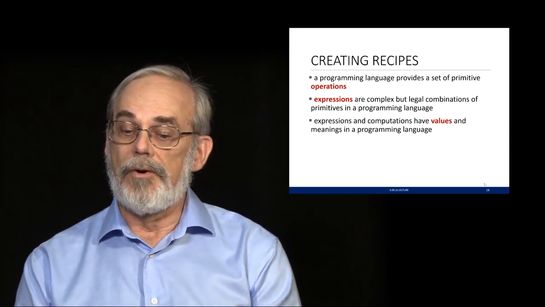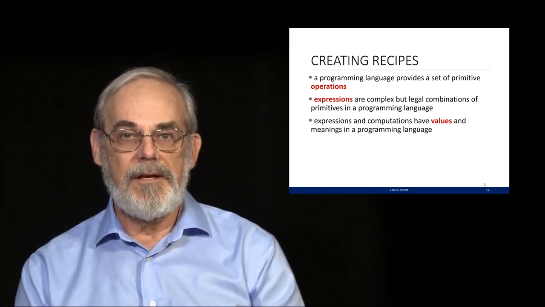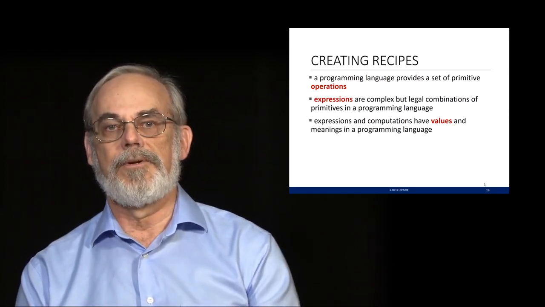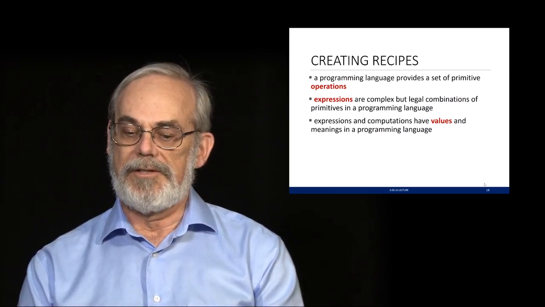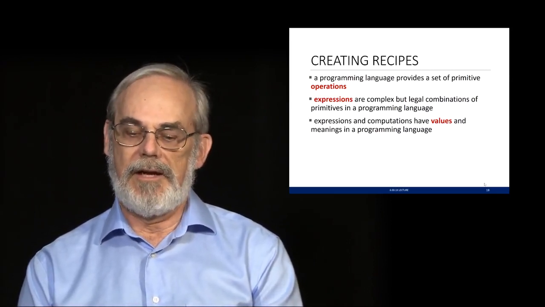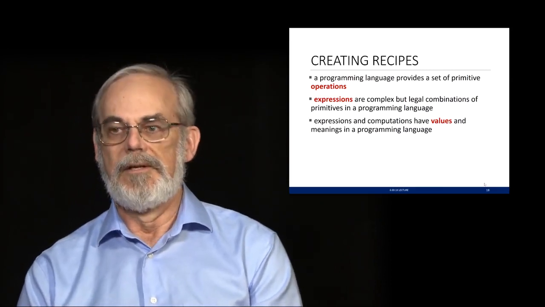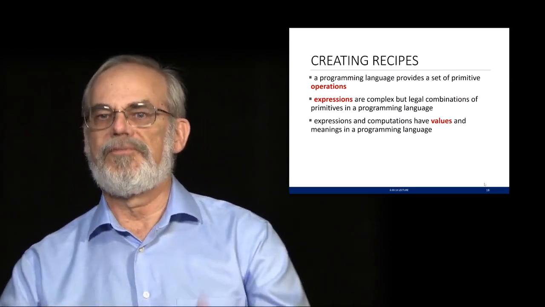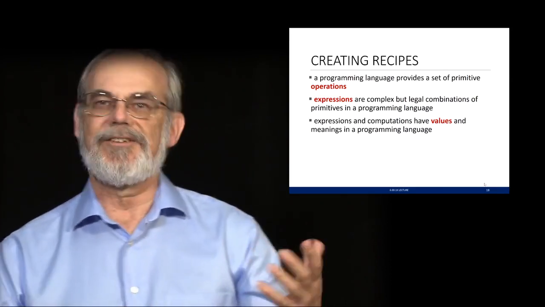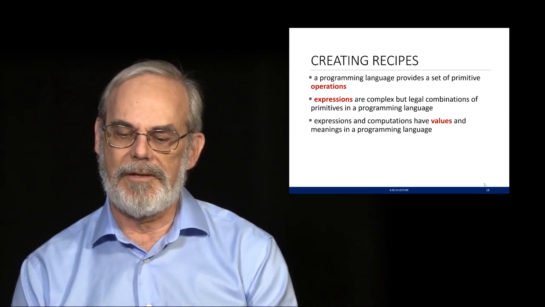As we've said, a programming language is going to provide us with a set of primitive operations. And the next step is to start talking about how do we put them together. To do that, we use something that we call an expression. And the expressions in a language are simply more complex but legal combinations of primitives that the programming language will recognize. And we're going to start building those up. So you're finally getting to the stage, after all of this high-level discussion, of getting to the place where we're going to begin to get the computer to do something.